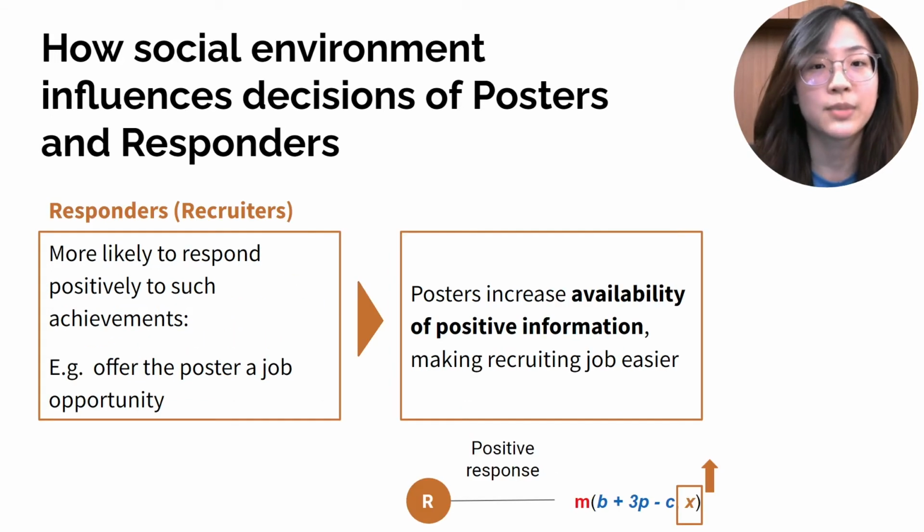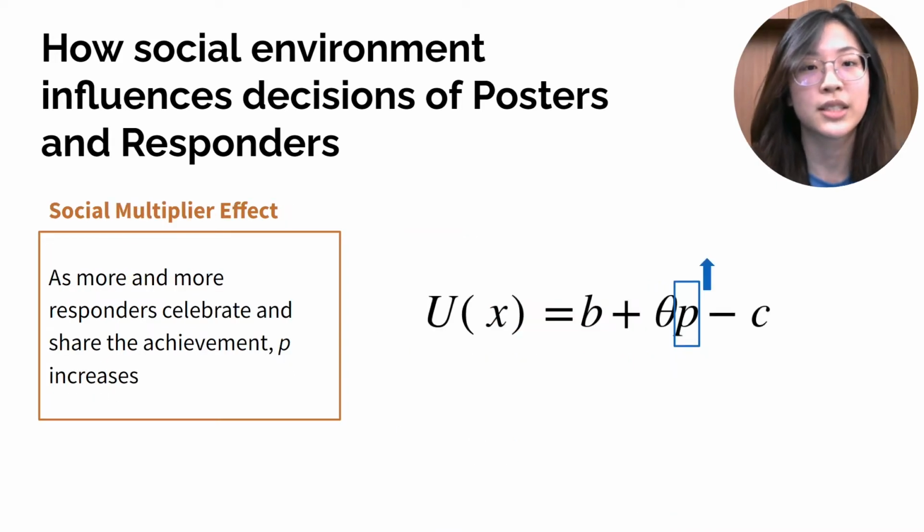In addition, responders like recruiters or hiring managers are more likely to respond positively to such achievements. For example, if they deem the poster's skill and achievements are a match to jobs available, they could offer them a job opportunity. Since the posters increase the positive information available through sharing their achievements, this makes the recruiter's job easier and increases their payoff when responding positively. As more positive responses accumulate, there is a further multiplier to the effect to the total utility of the poster, and as more and more responders celebrate and share the achievement, P increases, resulting in an increase to the total social approval score.